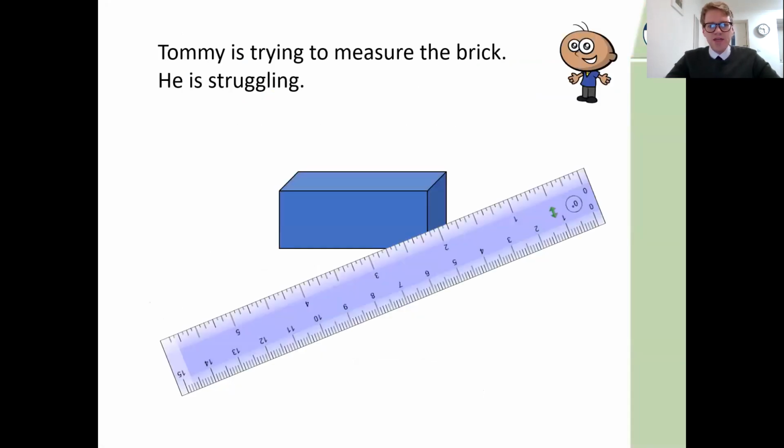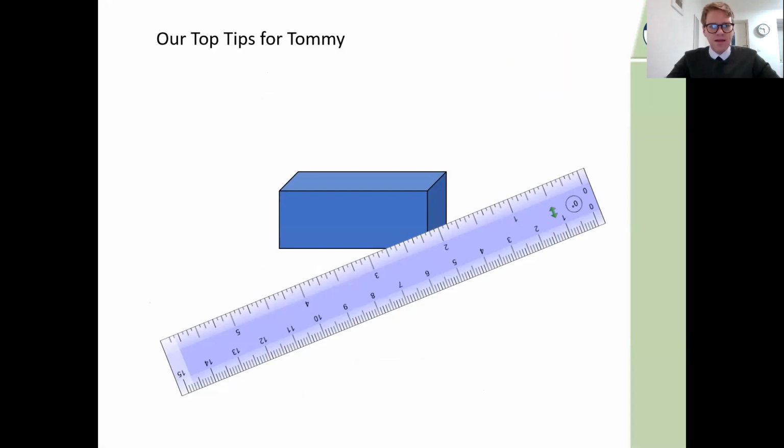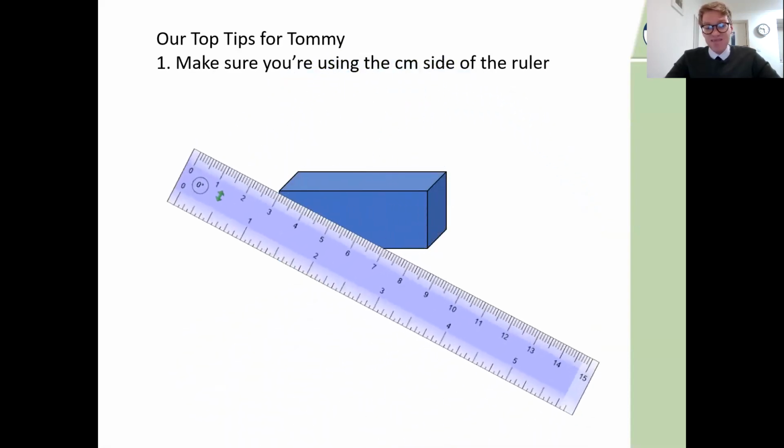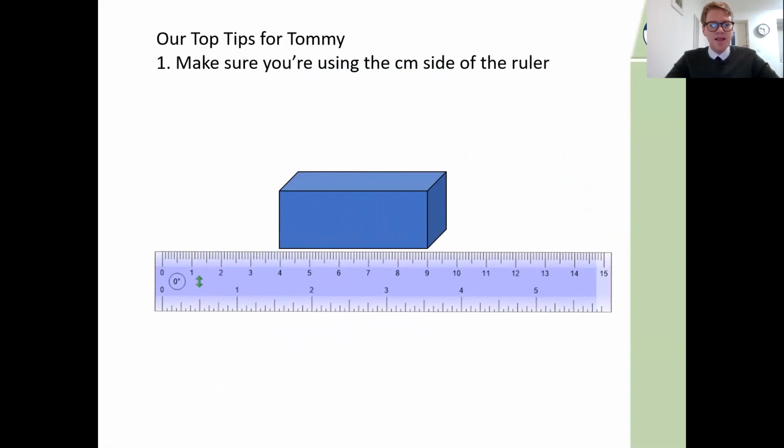Okay, moving on then. So Tommy is trying to measure the brick. He is struggling and he needs a bit of help. What are our top tips for Tommy? Can you think back to our work yesterday then? Hopefully you had a go at this as well. What can you remember? So number 1, we're going to make sure you're using the centimeter side of the ruler. So we know that often our rulers will have 2 sides. It might have centimeters and maybe something else as well, in this case inches. So we will make sure we're using the right side.